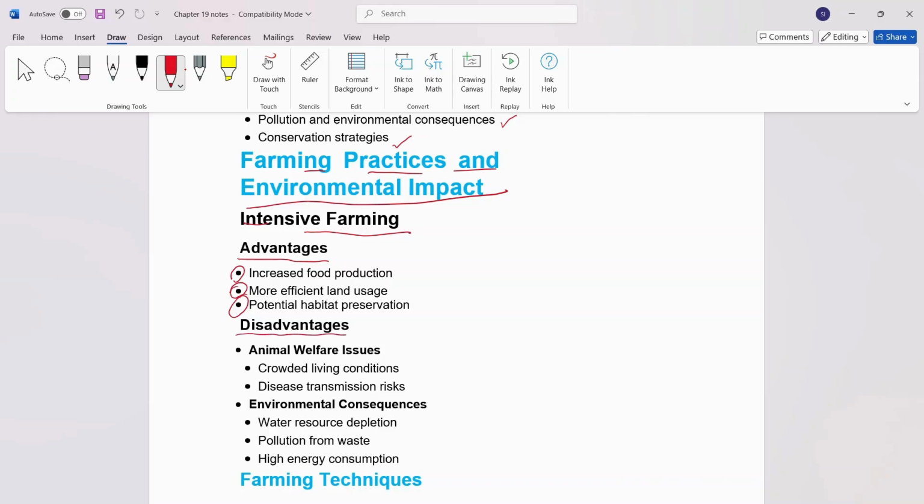What are the potential disadvantages of intensive farming? So it includes animal welfare issues, crowded living conditions, disease transmission risk. Environmental consequences: water resource depletion, pollution from waste, high energy consumption.